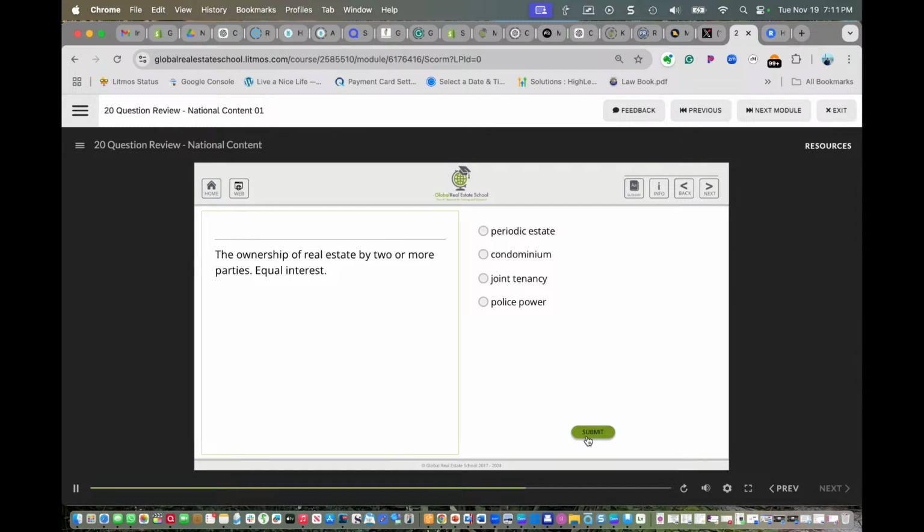Now, the ownership of real estate by two or more parties, equal interest, is what we call a joint tenancy. Remember that with a joint tenancy, you have equal interest and you have to take title at the same time. Possession, time, title, equal interest.